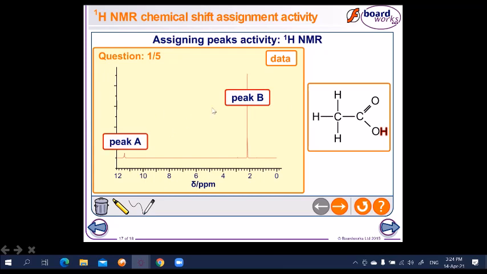So I've got peak A versus peak B. If it's one of the terminal hydrogens, the boring side of my scale here, it would be more to the right. This is a hydrogen connected to the more electronegative part of the molecule, so most likely this hydrogen is going to be the one on the left, more shifted to the left. So we don't even have to use the data booklet. We could just say that that's probably peak A. Okay, next question.